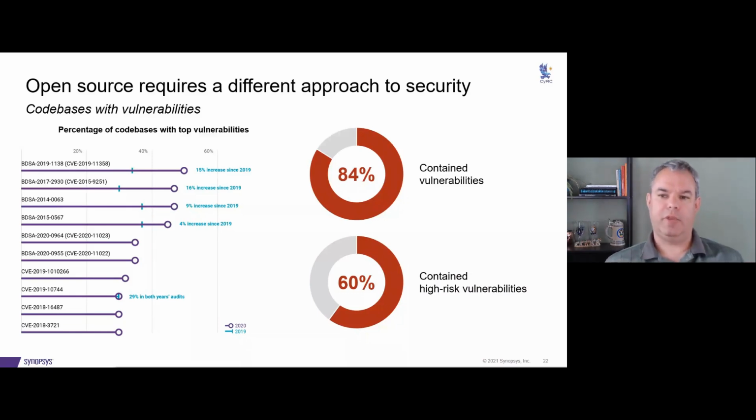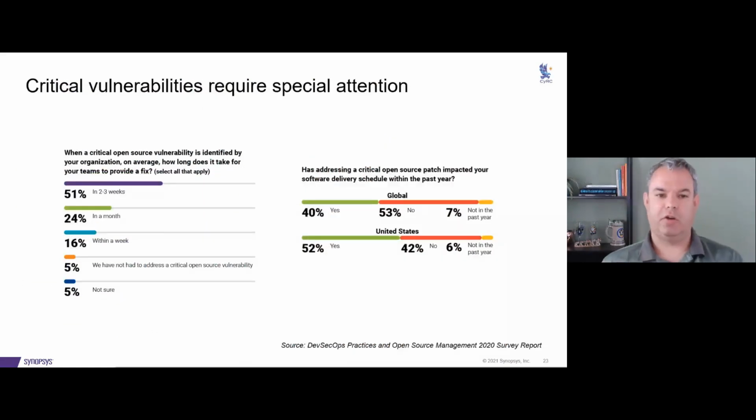Now, this year's report said that 84% of the code bases contained some form of vulnerability, and 60% contained high-risk vulnerabilities. Those are both alarming numbers that we see being similar trends from year to year. They do move around. And last year in our survey, we asked the question, well, what is your management practice around critical vulnerabilities?